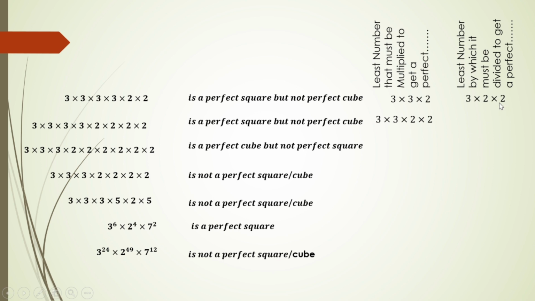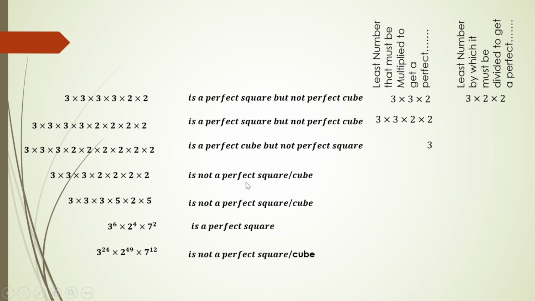So this is the least number. 9 2s are 18, 18 2s are 36. And here it is a perfect cube but not a perfect square. By which least number should we multiply it to make it a perfect square? Here we have 3 3, 2 2, 2 2 2. Only this 3 is hindering. So we must supply a 3. So the least number is 3 here.